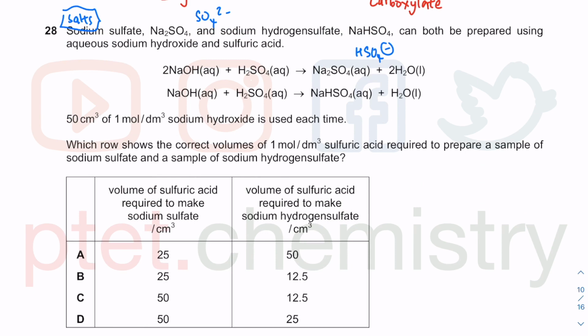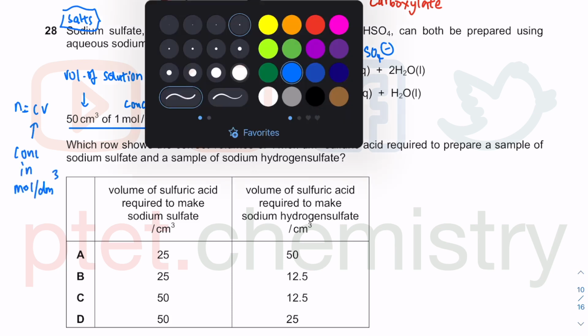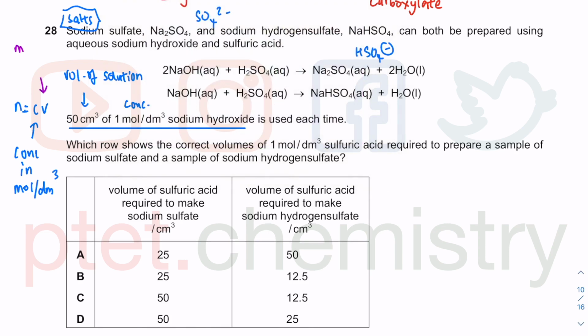Now in each reaction, we use 50 cm³ of 1 mole per dm³ sodium hydroxide. This is concentration in mole per dm³. This is the volume of solution, not a gas. So this is the classic n = CV to calculate the moles of solution. Your concentration must be in mole per dm³, which means your volume must be in dm³ as well. So cm³ must be converted to dm³ by dividing by 1000. So now you have 1 mole per dm³ sulfuric acid.